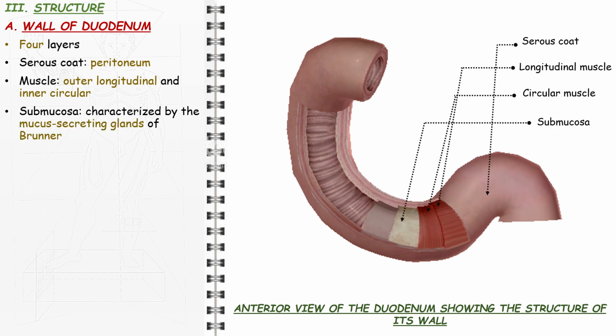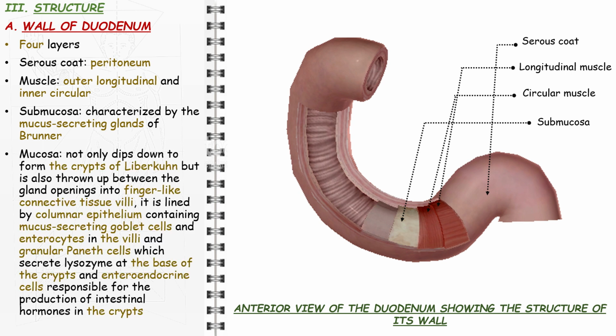The mucous membrane not only dips down to form the crypts of Lieberkühn, but is also thrown up between the gland openings into finger-like connective tissue villi, and is lined by columnar epithelium containing mucus-secreting goblet cells and enterocytes in the villi, and granular Paneth cells which secrete lysozyme at the base of the crypts, and enteroendocrine cells responsible for the production of intestinal hormones in the crypts.